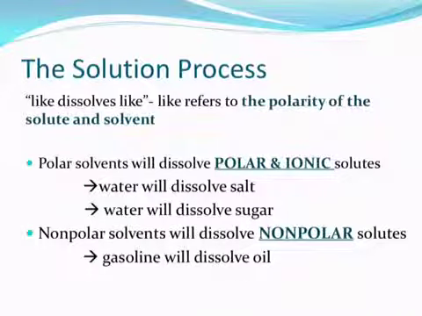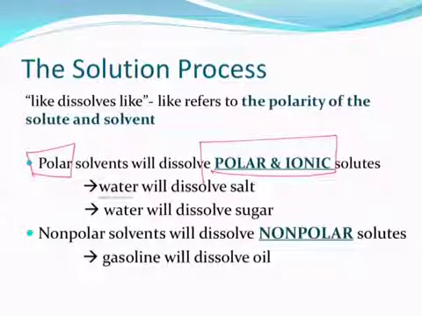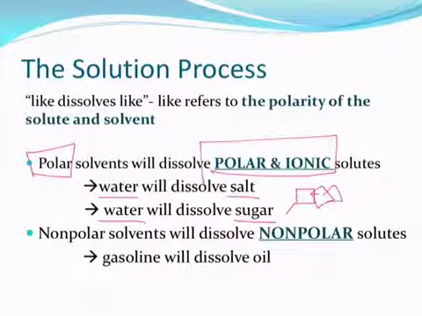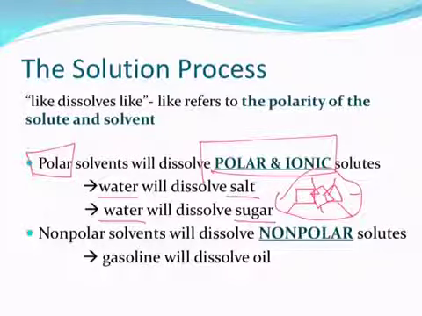So look, this is a pretty good rule of thumb. I just said that the polars will dissolve the polars and ionics. So water, which is polar, dissolves salt, which is ionic. Water, which is polar, dissolves sugar, which is polar. How do you know sugar's polar? Because when you look at its little chemical structure with all of those little doodads sticking off, it's not symmetrical. It's kind of crazy shaped. Anything that's crazy shaped is considered polar, and it will dissolve in things that are polar.